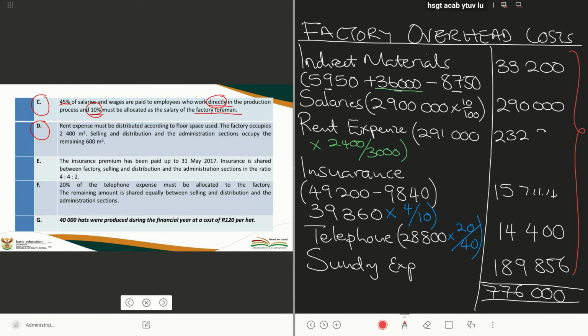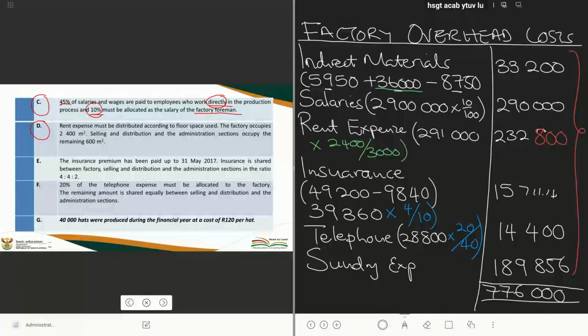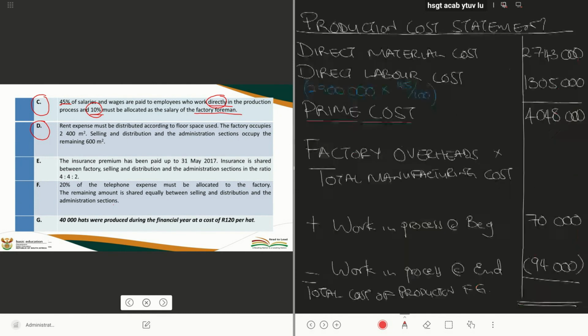Remember, this one was erased. It was 232,800 here. All right. And then, remember, we're coming now back to our production cost statement. What was missing in our production cost statement, boys and girls? It was our factory overheads. Now, where do we get factory overheads? Here. How much is it? Our factory overheads is 776. So we're going to come here, and then we're going to say our factory overheads is 776,000.